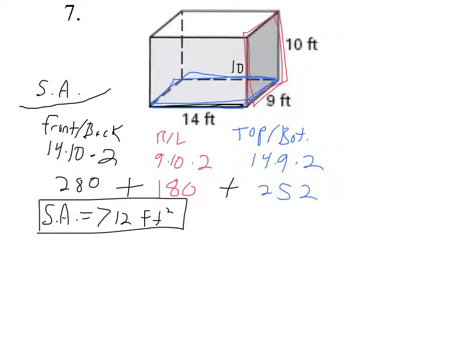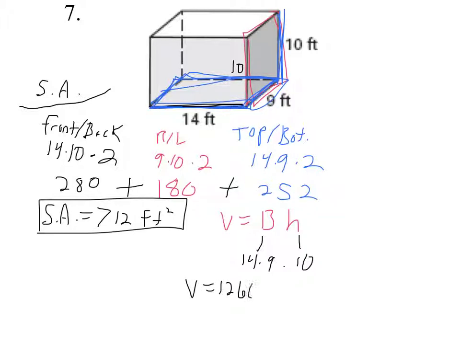Now, the volume of a prism is the area of the base times the height. There's actually a bunch of different ways you could view the base. I'll just view it as it's standing here, the base being 14 by 9, and the height being 10. So it's really just 14 times 9 times 10, because the area of the base is 14 times 9, and the height is 10. So what's 14 times 9 times 10? It is 1,260. So the volume is 1260 cubic feet.